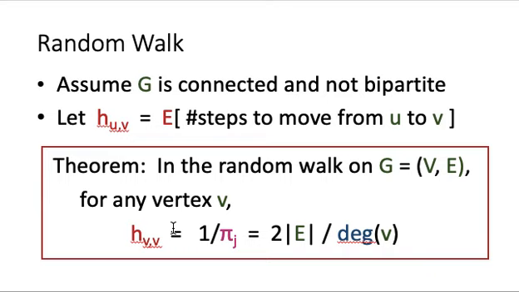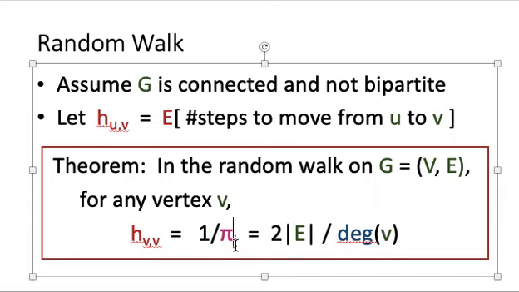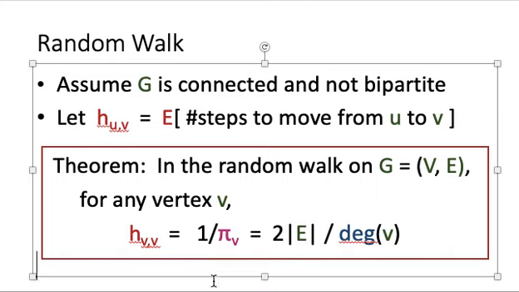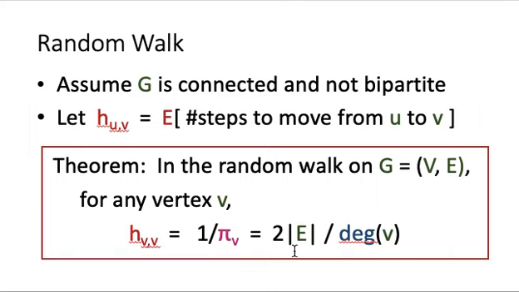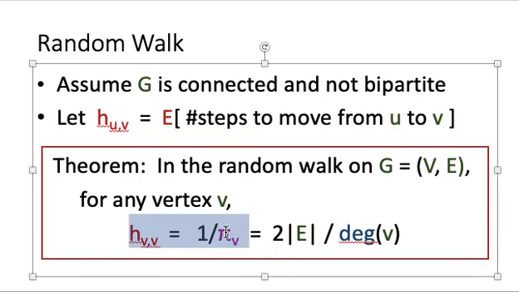Now we have the first theorem. In the random walk on G with this property, for any vertex v, h_vv is equal to 1 over pi v. Sorry for the mistake, this is going to be v. And then it is equal to 2 times the number of edges divided by the degree of v. First of all, this one is already implied by the previous theorem.